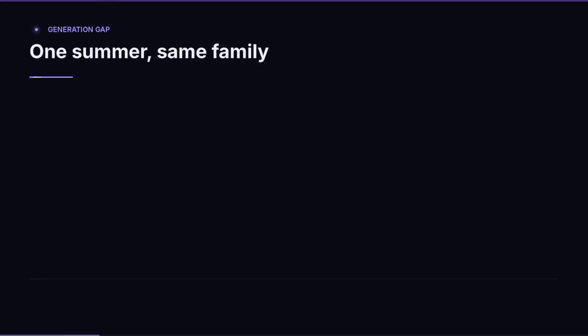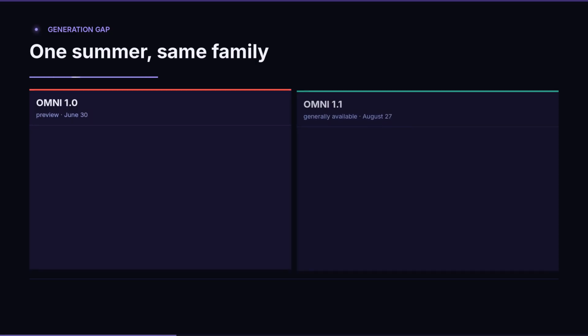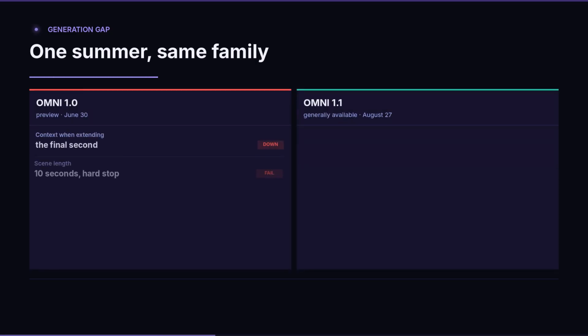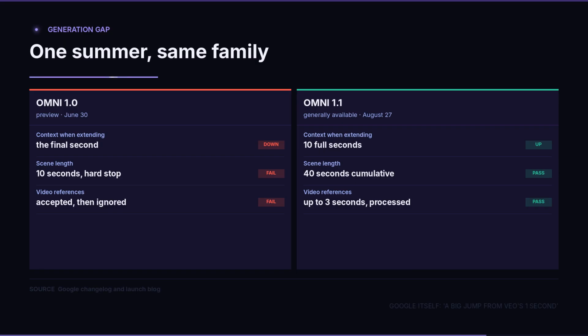So what actually changed? Put the 2 generations side by side. When the old model extended a scene, it could only look at the final second of footage. 1.1 reads 10 full seconds, which is why extensions finally hold their story. The old preview stopped at 10 seconds, 1.1 chains out to 40, and video references, which the preview quietly accepted and then ignored, now actually work. Google's own account called it, quote, a big jump from VO's 1 second. That is Google benchmarking itself against its own flagship.